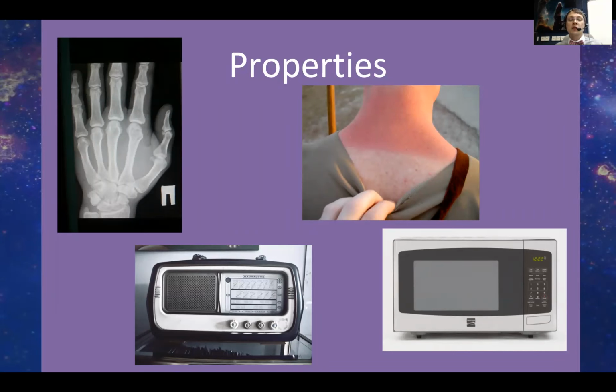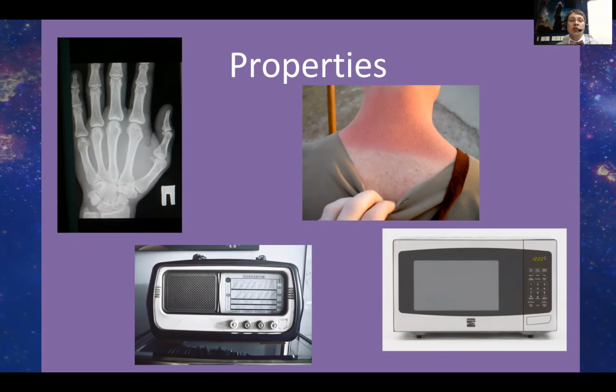On the top right, you see someone with a nasty sunburn. Sunburns are a result of ultraviolet light. And these higher energy lights, like X-rays and ultraviolet, can also do things like damage our DNA. They'll actually break the bonds in the DNA, and if that's not repaired, that can lead to things like cancer.